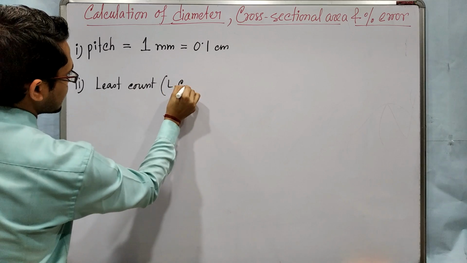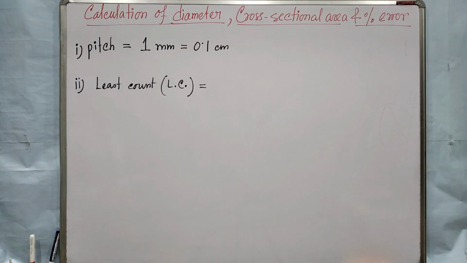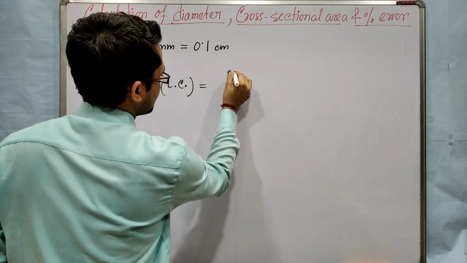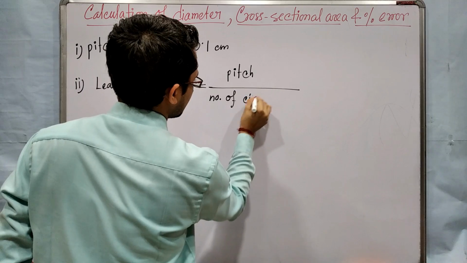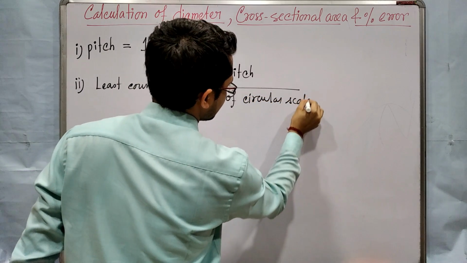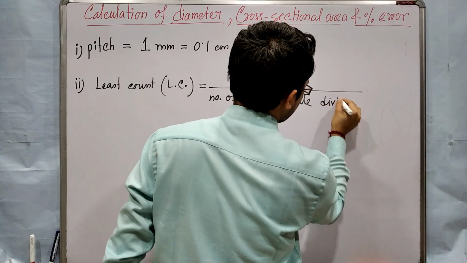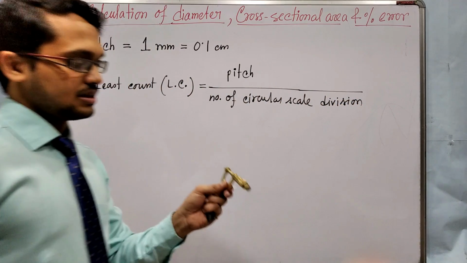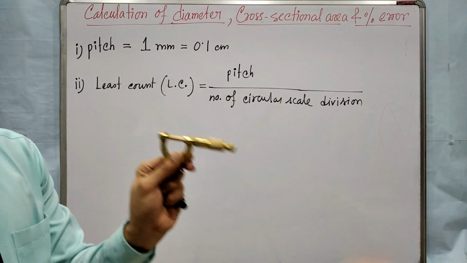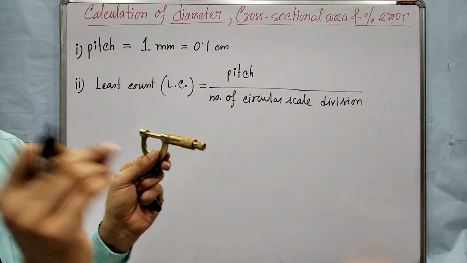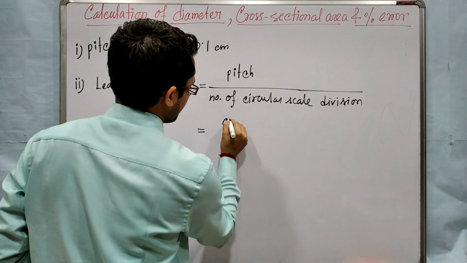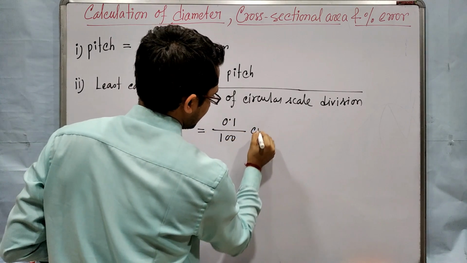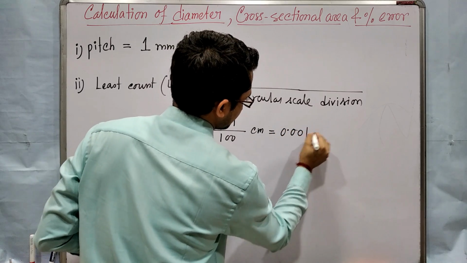It is written as LC. So how to calculate least count? What is the formula of this least count? For calculating least count, this is the required formula: pitch by number of circular scale divisions. So this is a normal screw gauge. In this screw gauge, you will get 100 small divisions on the circular scale. So we will get least count equal to 0.1 by 100 centimeter. You will get 0.001 centimeter.